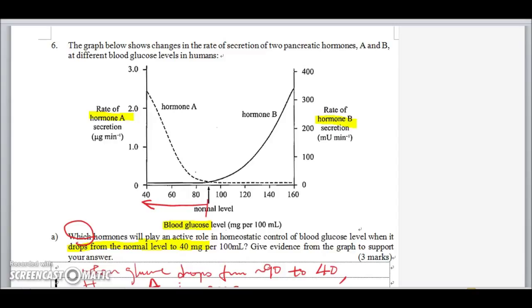Question 6. It talks about rate of secretion of two hormones of the pancreas at different blood glucose levels. So let's look at the drawing. Here is the glucose level, and here talks about hormone A, and on the right we have hormone B. So you see hormone B, the change is like this. Alright, and for hormone A, it is like this.